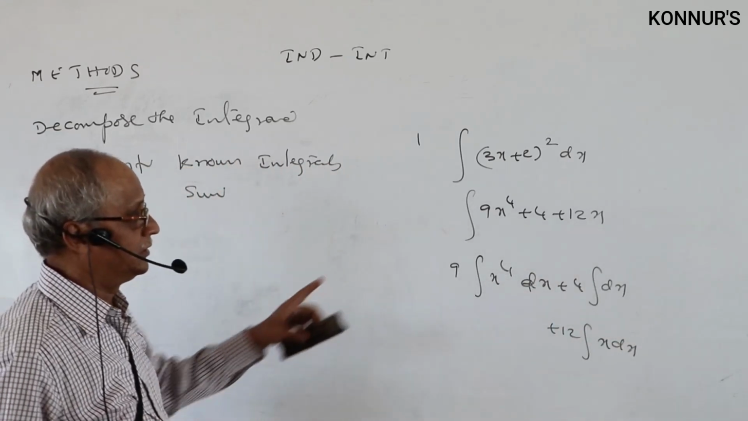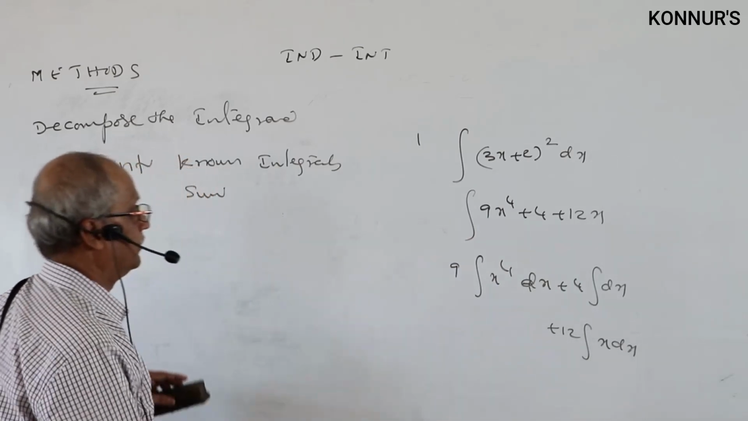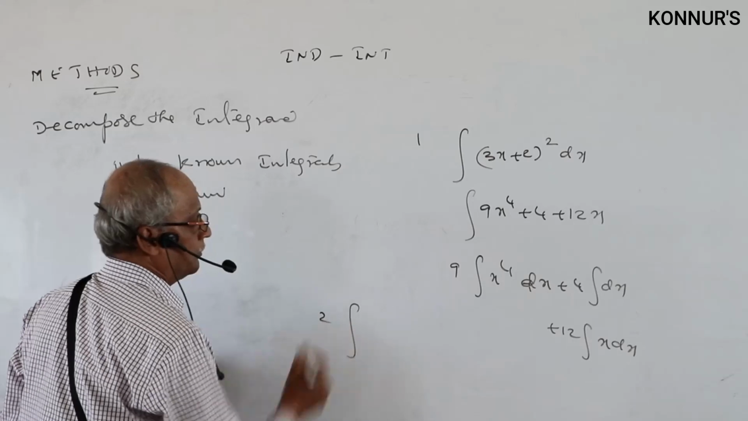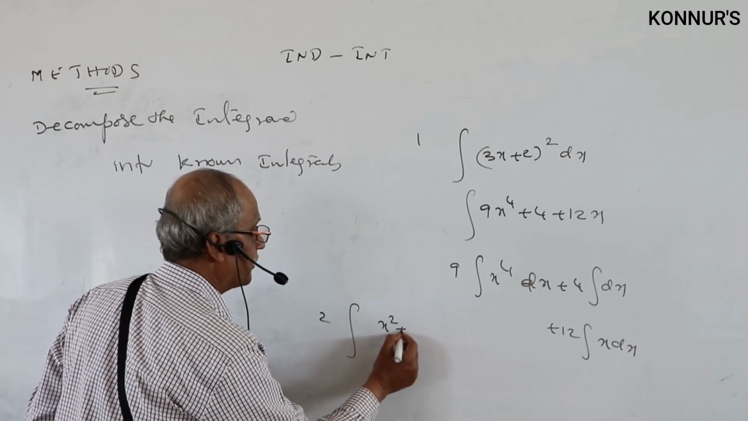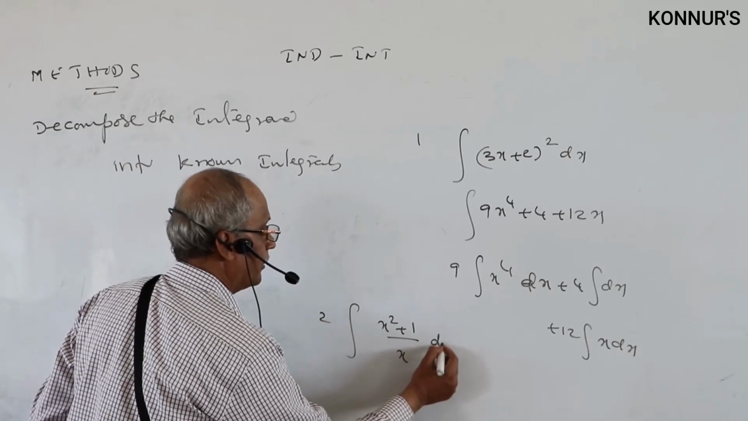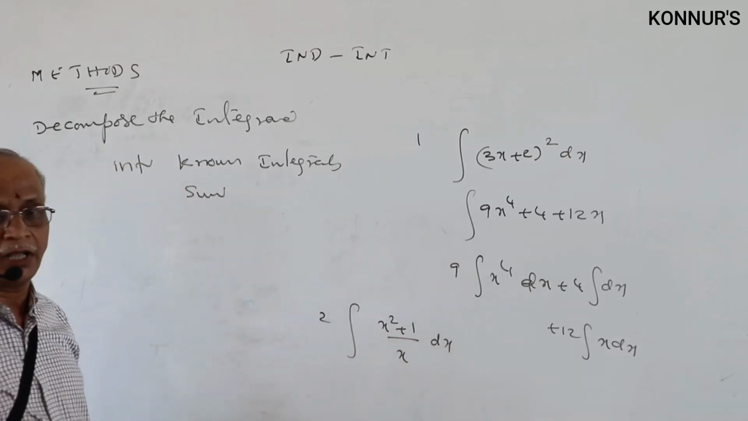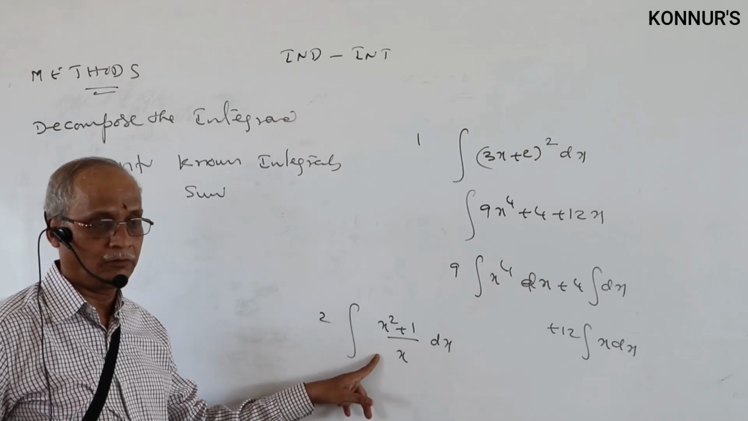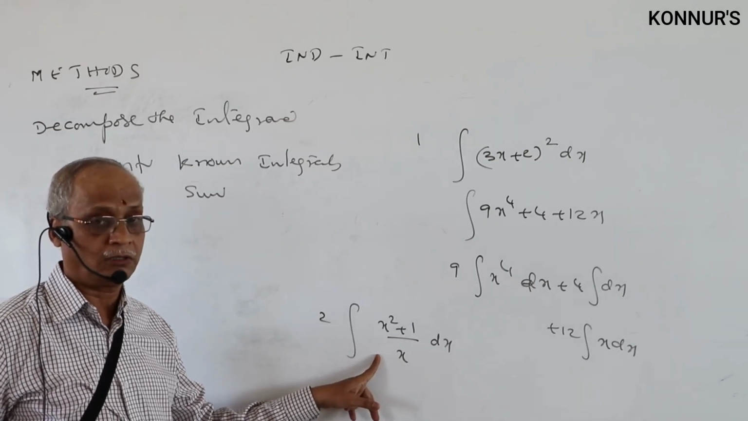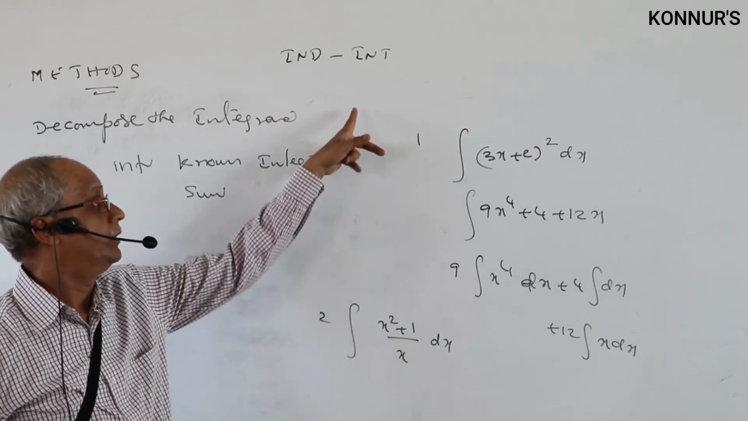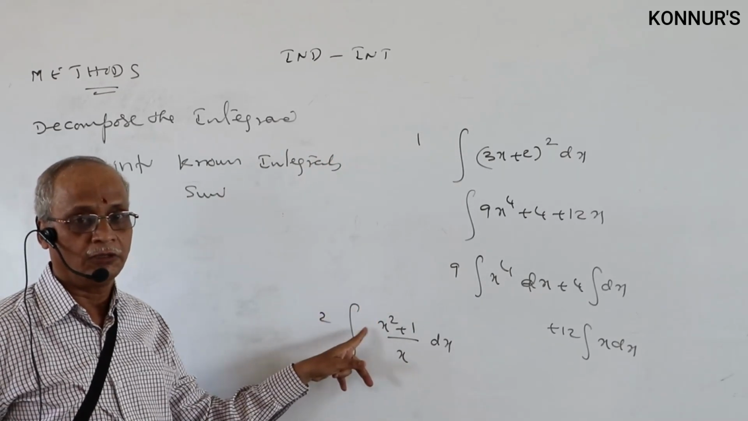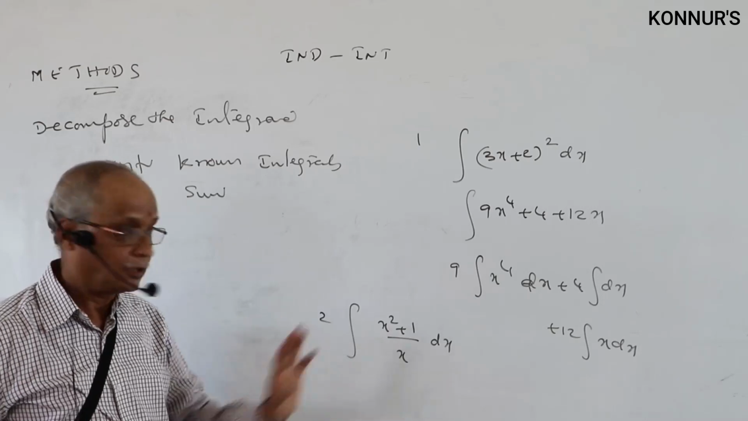This is about simplification, and not only this one. Second example, suppose x square plus 1 by x. As it is not possible to get the answer directly using the first list of results of integration, you cannot use the first list of results. What is the meaning of the first list? x power n, e power x, a power x, sin, cos, tan, inverse trigonometric functions, like that.